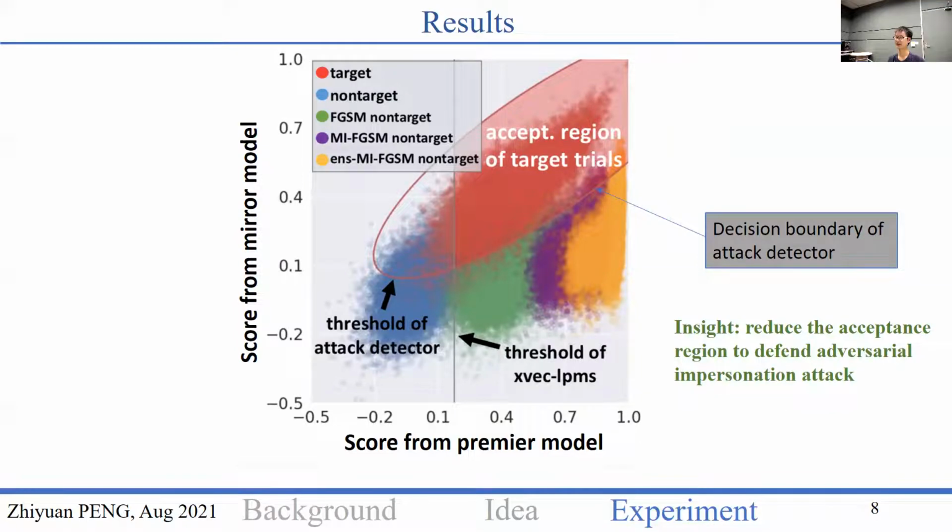Another insight is that we reduce the acceptance region to defend against adversarial impersonation attack. For normal SV systems, the attacker only needs to push the non-target trial scores across the system threshold. But now they also need to move them into an ellipse. That is, they also need to guarantee the score consistency between the two unknown models. And this could be very tricky for them.